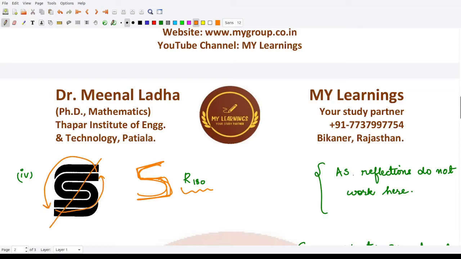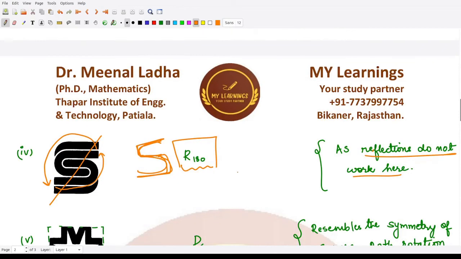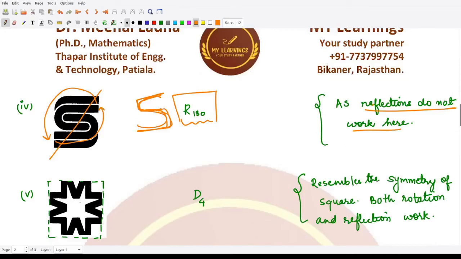Correct. And moreover, reflections do not work here, so therefore it is just the cyclic group of rotations and not the dihedral group. Correct. What about the next design? For this next design, it resembles that of a square. Correct. So therefore it has D4 symmetry, because both the rotations as well as reflections work here.